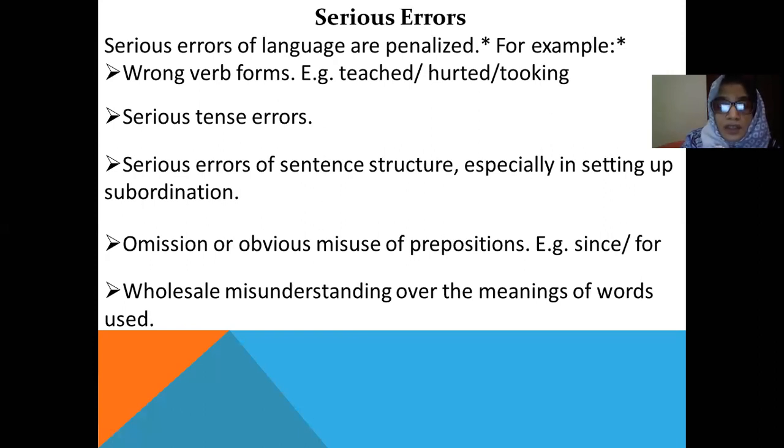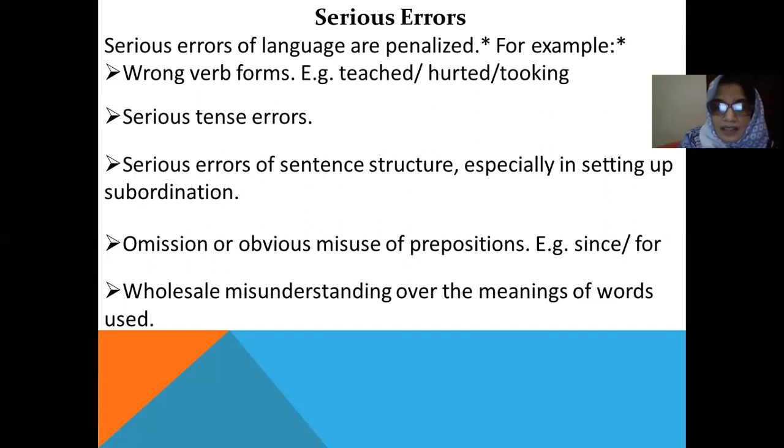Then the third, again, serious errors of sentence structures. For example, the students are not constructing these sentences correctly. They are using conjunctions that are actually misfit in the situation. This would definitely deduct their marks. Then there would be omission or misuse of prepositions, especially for since and for. Students cannot recognize that when the time is specific, then they have to use for rather than since.